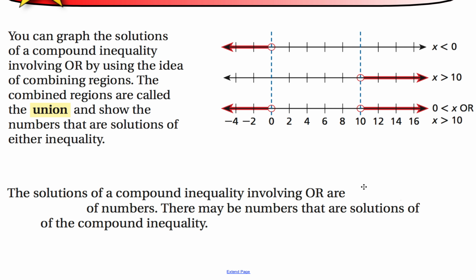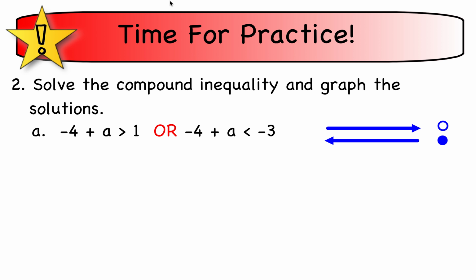So the solutions of a compound inequality involving "or" are not always two separate sets of numbers. There could be solutions that are numbers that are solutions to both parts of the compound inequality. So let's do some practice with those.